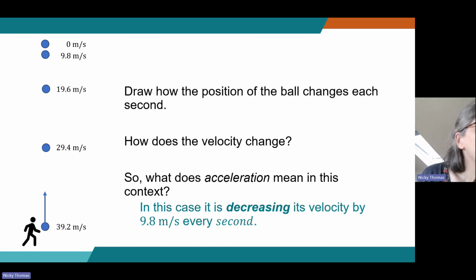Now we've got somebody throwing the ball upwards. Can you see? They're initially throwing up at 39.2 meters per second. How does the velocity change? How does the position change? Pause the video, have a think back to what we said previously when we were dropping the ball. This time we're throwing the ball upwards, and it's got its maximum velocity. I'll give you a hint at the bottom. When you're ready, move the video on.